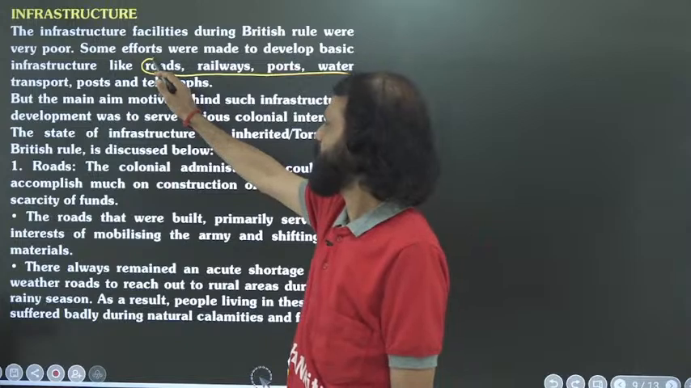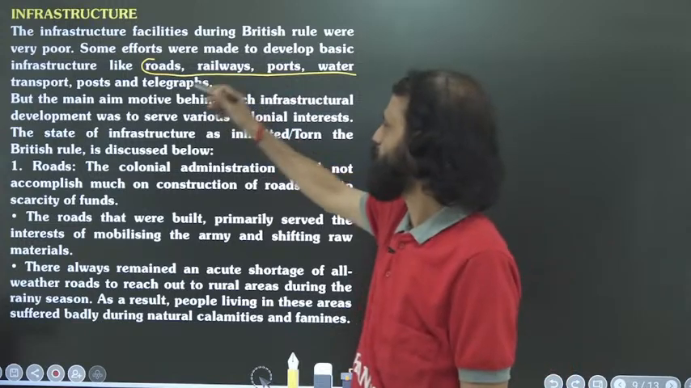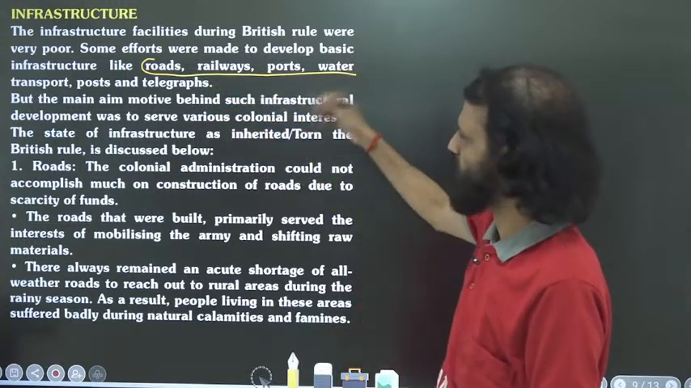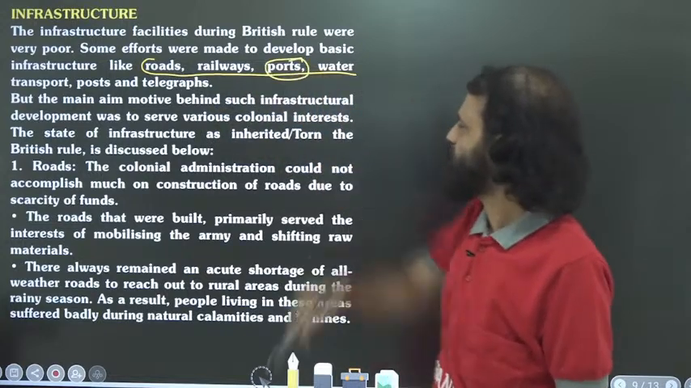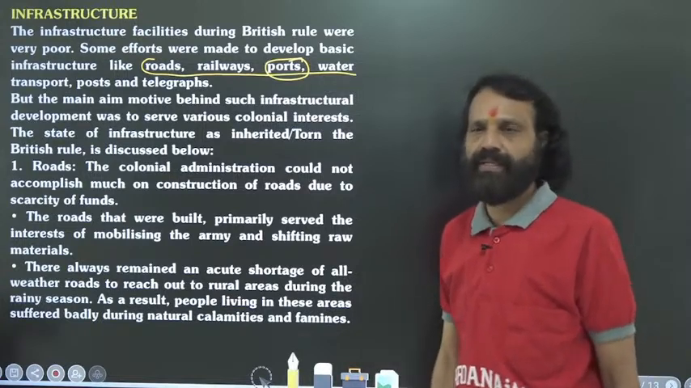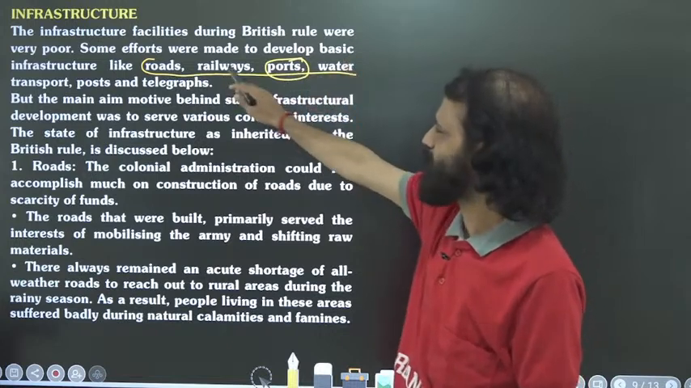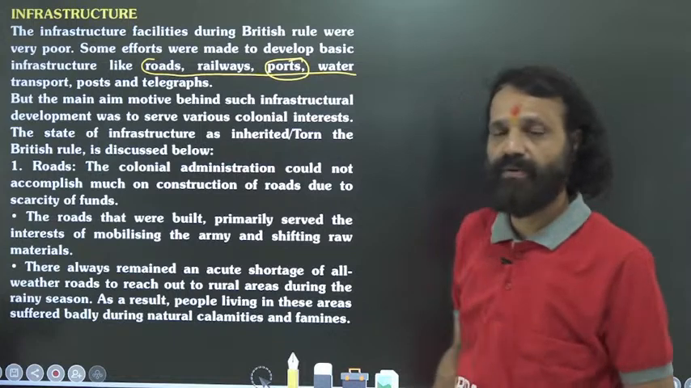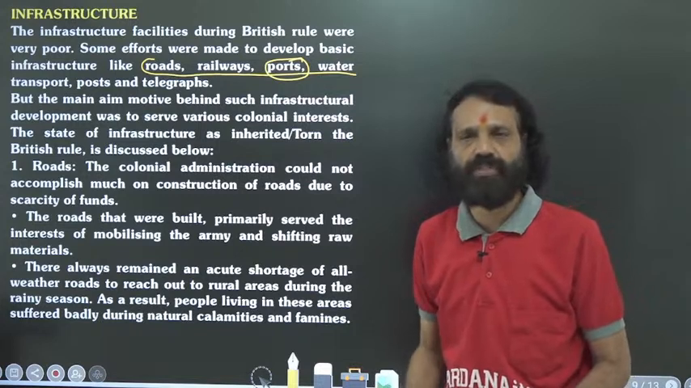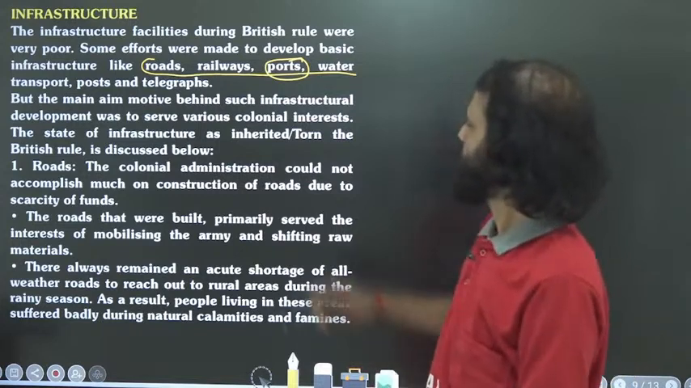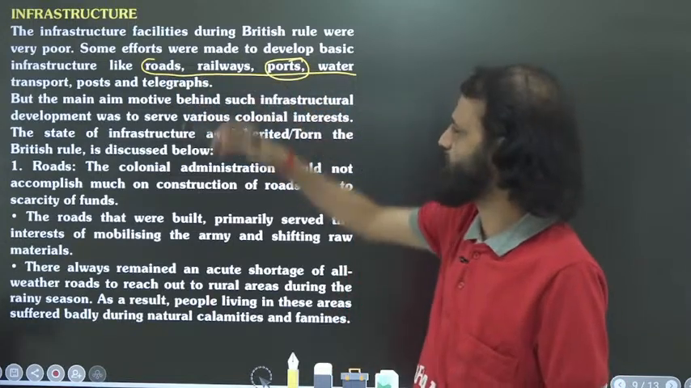They wanted to rule India. That is why, for their administrative purpose, they wanted to develop roads, railways, ports, water transport, post and telegraph. They developed more ports in India because they wanted to take Indian goods to their country. They also developed railways and roads, because then only could they travel all over India, rule and make war with other countries also. So they invested money in this field.